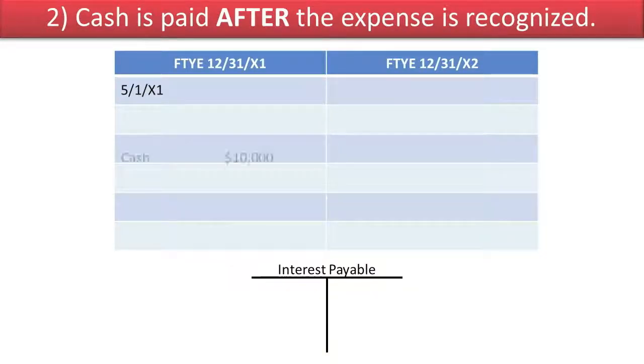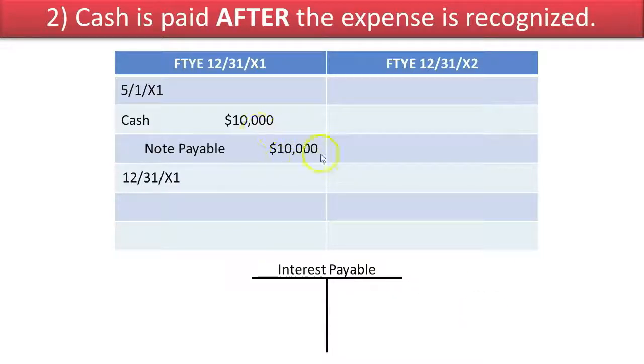On May 1st, the loan was taken out. We debit cash, showing we have more cash, $10,000, and we credit note payable, $10,000, showing we owe more to the bank. Then at the end of the year, we have to look at this and say, wait, we've borrowed this money now for 8 months. We haven't recorded any interest expense yet.